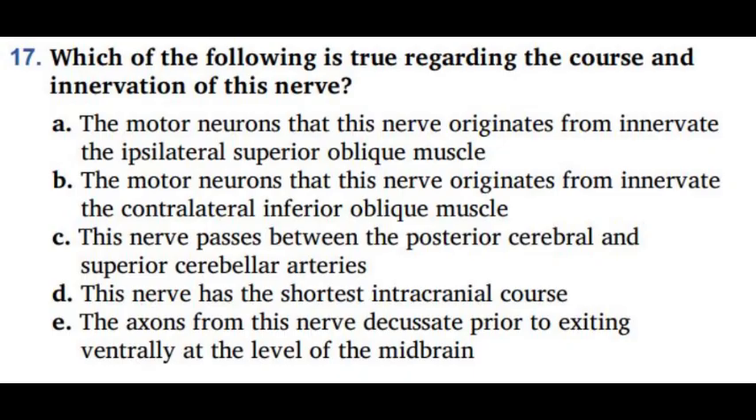Option C. This nerve passes between the posterior cerebral and the superior cerebellar arteries. That is true. D. This nerve has the shortest intracranial course. That is false. It has the longest intracranial course. And E. The axons from this nerve decussate prior to exiting ventrally at the level of the midbrain. That's false. It exits dorsally at the level of the midbrain.